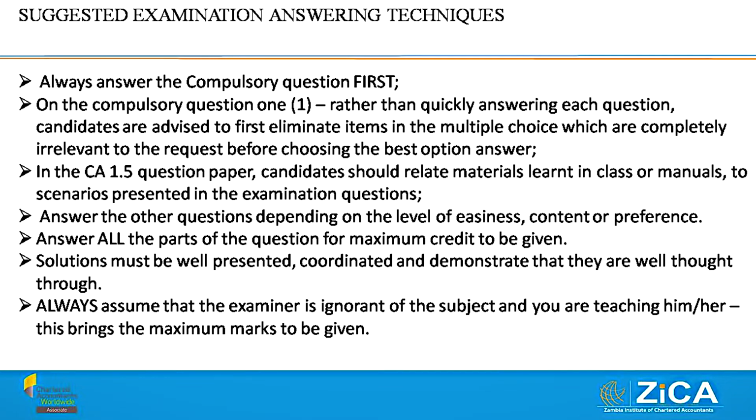But also, as you look at the compulsory questions, which is always number 1, rather than quickly answering each question, candidates are advised to first eliminate items in the multiple choice which are completely irrelevant to the request before choosing the best option. In the CA1.5 question paper, candidates should relate material learned in class or manuals to scenarios presented in the examination questions.